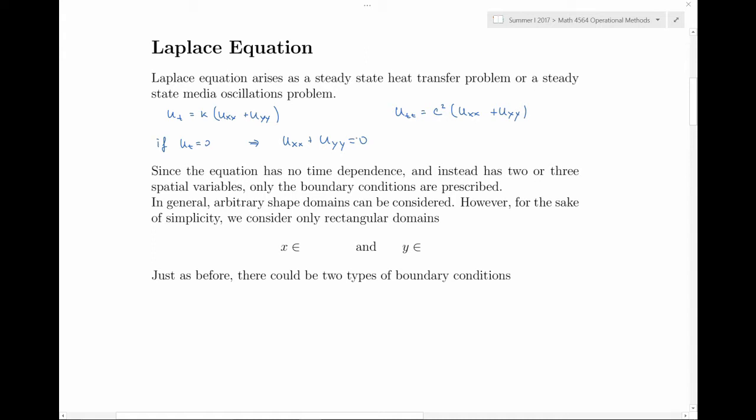So the Laplace equation describes both steady-state heat transfer and the steady position of a flexible membrane. Since we don't have any time dependence, there will be no initial conditions. There will only be boundary conditions, but the boundary conditions have to be prescribed for both x and y. In general, a flexible membrane can have any shape, but for simplicity and clarity we're only going to consider rectangular domains, which means that x belongs to the interval 0 to a, and y belongs to the interval 0 to b.